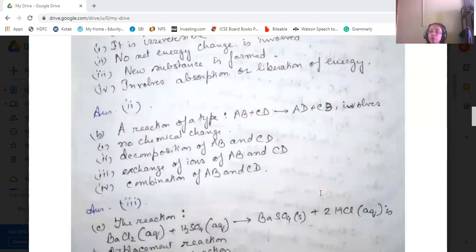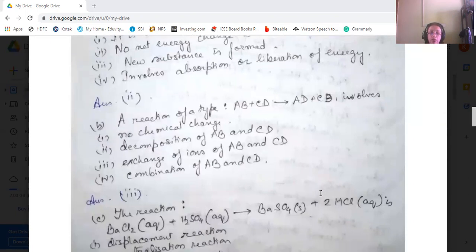It's not combination because two different substances are formed. Then it's not decomposition because AB and CD are not decomposing, but they are exchanging their ions. So AB is becoming AD and CD is becoming CB. So that's an ion exchange, exchange of ions of AB and CD.